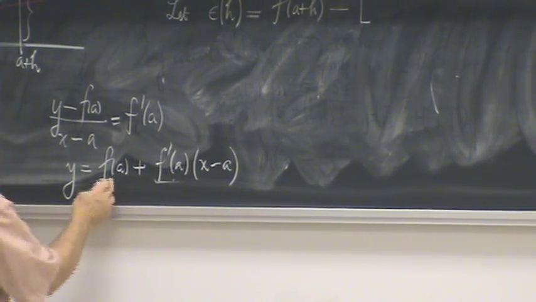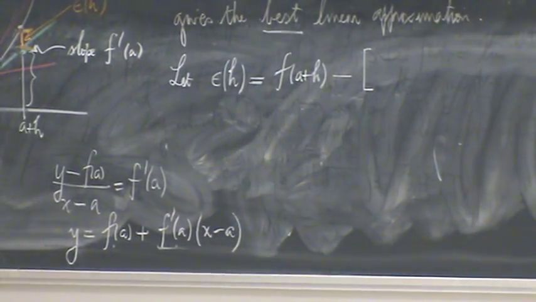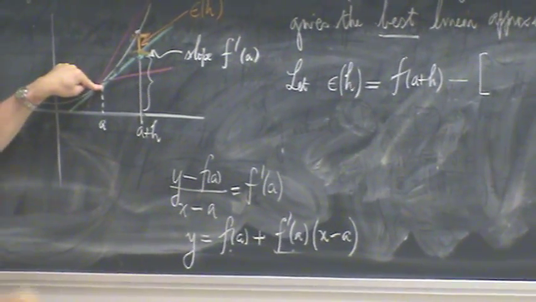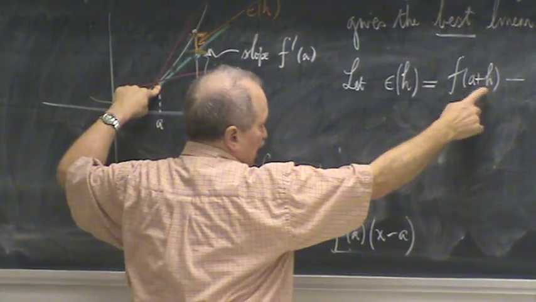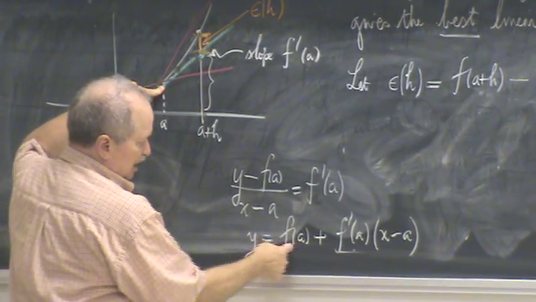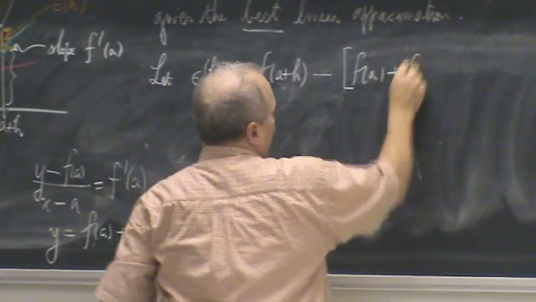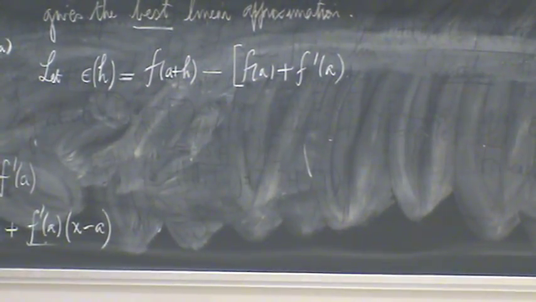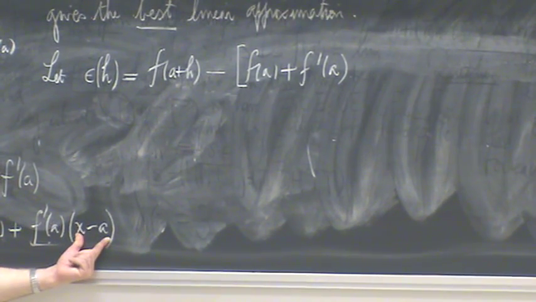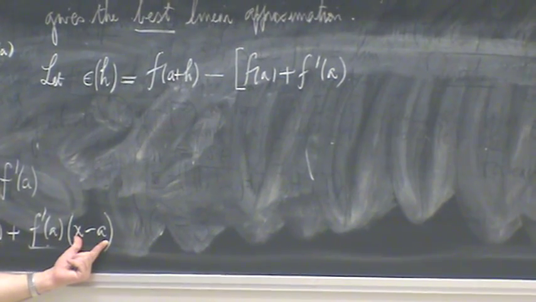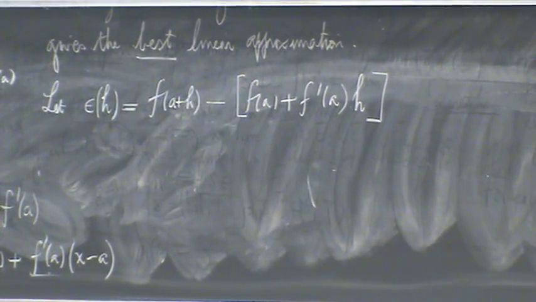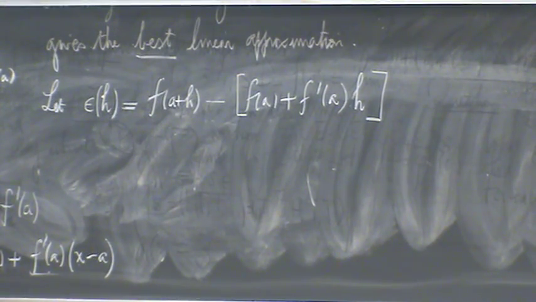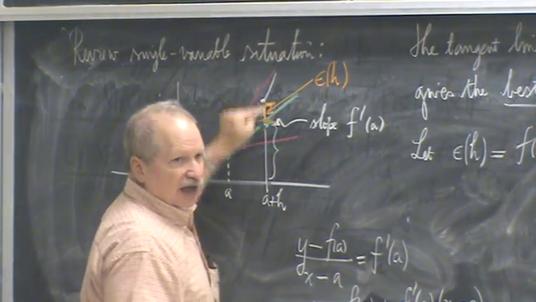You take this slope and you shift the line up f of a units so that it goes through here. This is like what we were doing with planes back in chapter 1 when we were shifting them off the origin. So if I'm at a plus h here, what's the y value? It's f of a plus f prime of a times x minus a. But what's x? a plus h. So what's this? h. So that's the error between the tangent line approximation and the actual function.